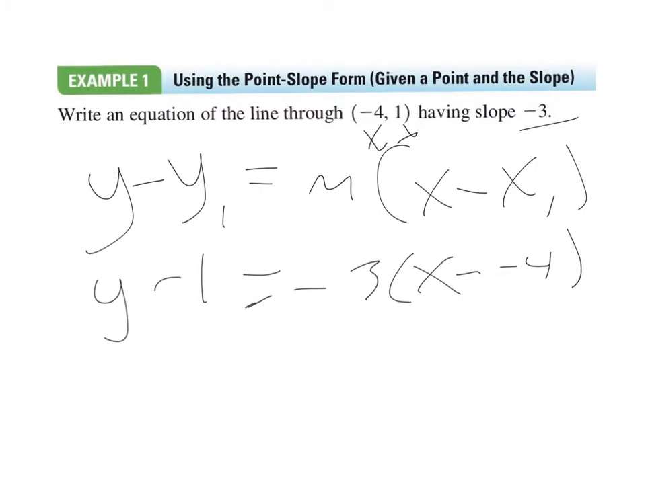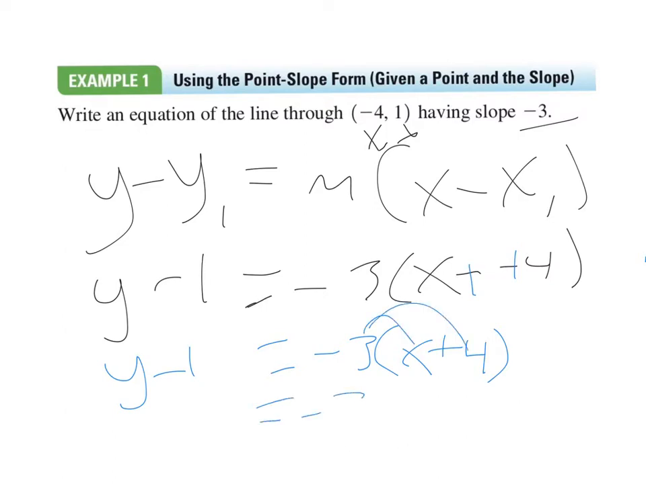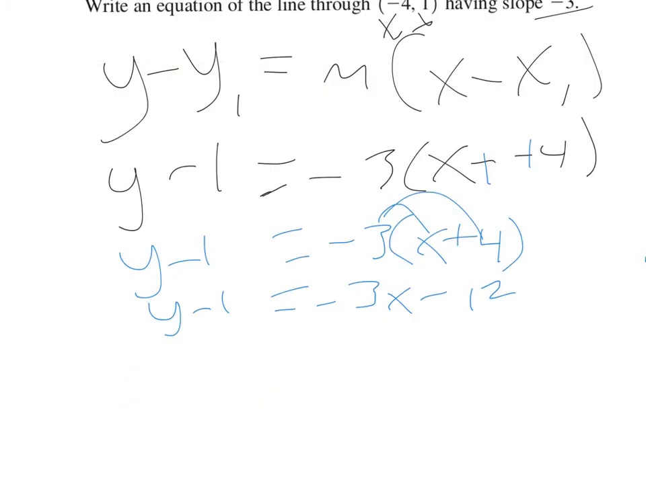And so now, remember in the parentheses, since you have an x minus negative 4, those both turn into addition, so you have negative 3 times x plus 4 equals y minus 1. Now, if you distribute, you have negative 3x, negative 3 times positive 4, which would be minus 12, equals y minus 1. Now if you add 1 to both sides to get the y by itself, that gives you y equals negative 3x minus 11.